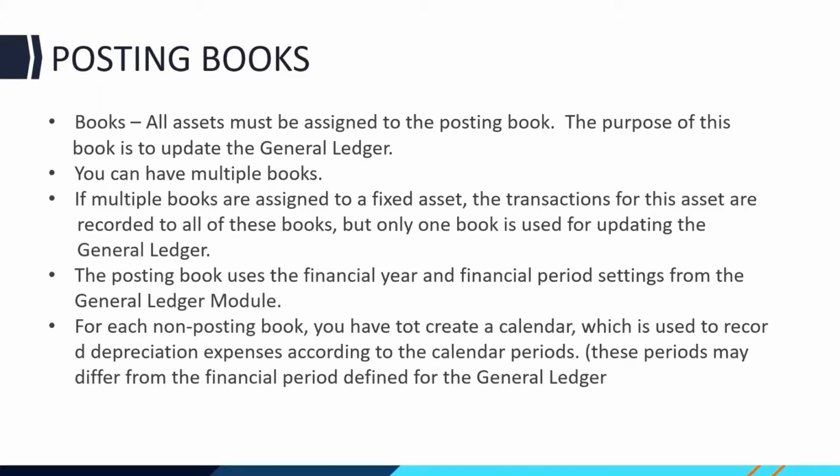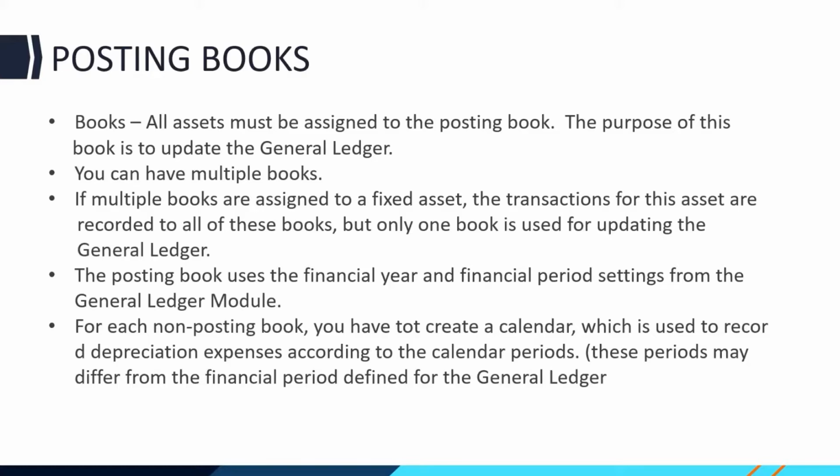You can have multiple books. If multiple books are assigned to a fixed asset, the transactions for this asset are recorded to all of these books, but only one book is used for updating the general ledger. The posting book uses the financial year and financial period settings from the general ledger module. For each non-posting book, you have to create a calendar which is used to record depreciation expenses according to the calendar periods. These periods may differ from the financial period defined for general ledger.